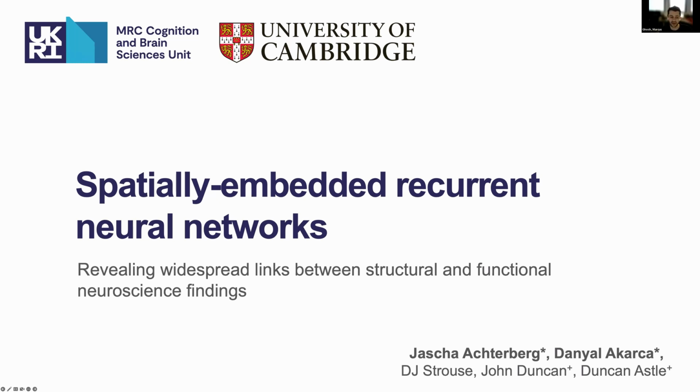He did his undergrad in psychology and economics, and then moved to a PhD at Cambridge University. He works at the intersection between neuroscience and machine learning, which is what a lot of our audience is interested in. He had this preprint on spatially embedded recurrent neural networks, which we're all really excited about in the lab and are looking forward to hearing more about today. With that, over to Jascha.